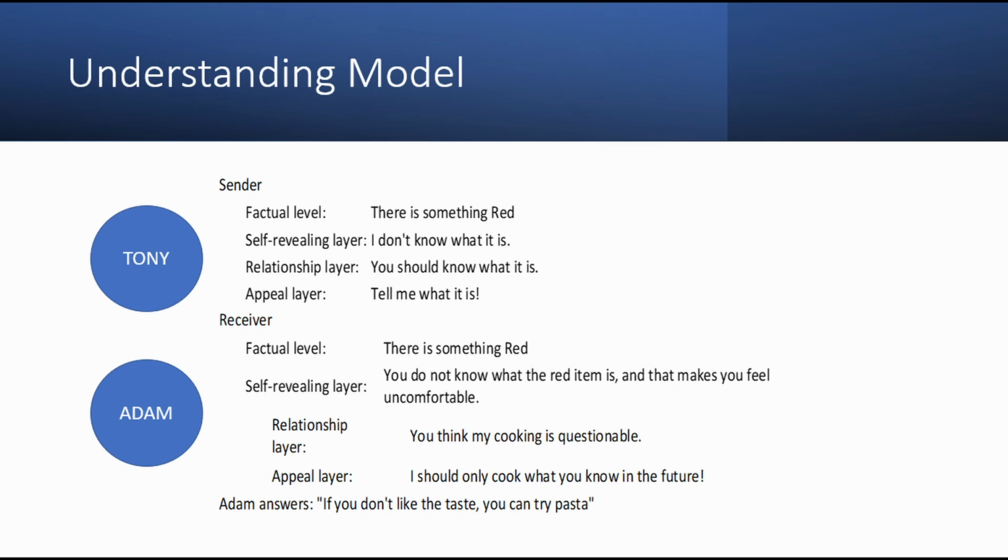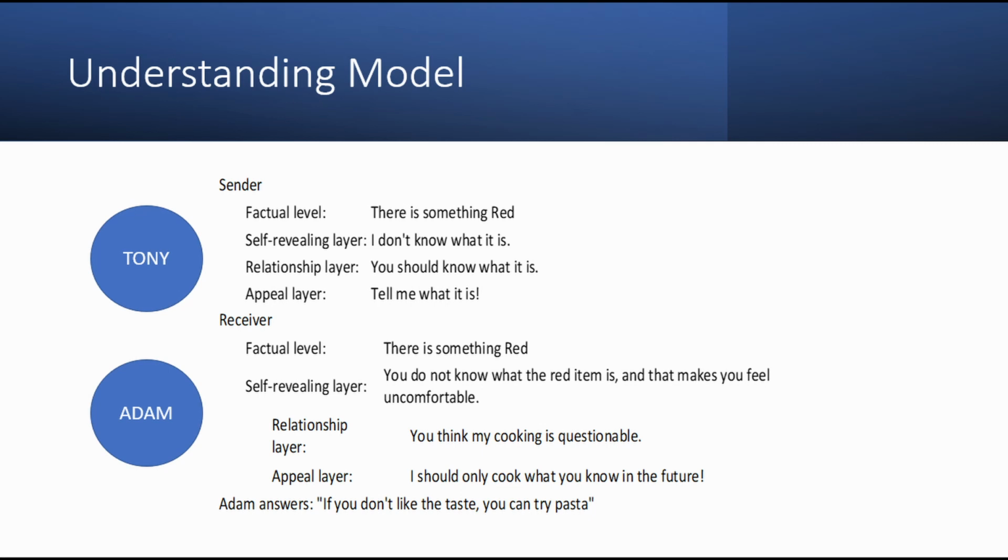Appeal layer. The appeal layer, as I told, is a desire, advice, instruction. He has some expectations, and his expectation here is to be told by Adam what this red thing in the soup is. All right.